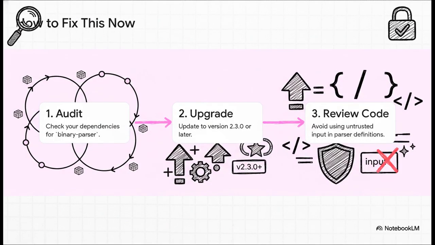So here is your action plan. Step 1. Run an audit on your project's dependencies. See if binary parser is in there anywhere. Step 2. If you find it, upgrade to version 2.3.0 or anything newer immediately. And step 3, just as a general best practice, double-check that you're not building parsers with untrusted user input.